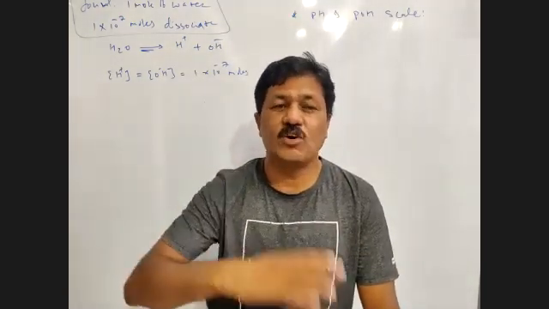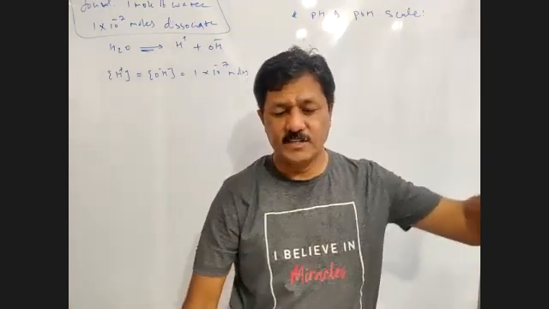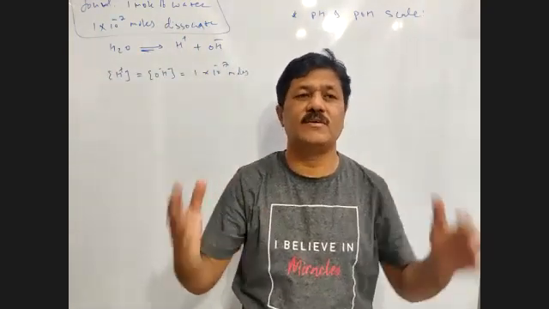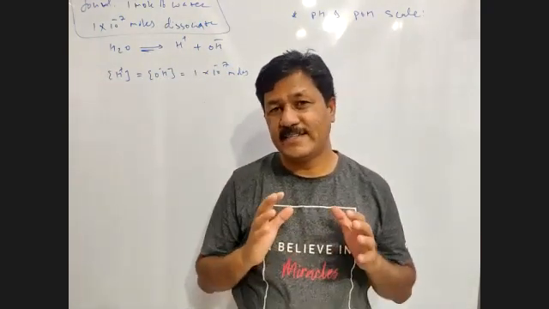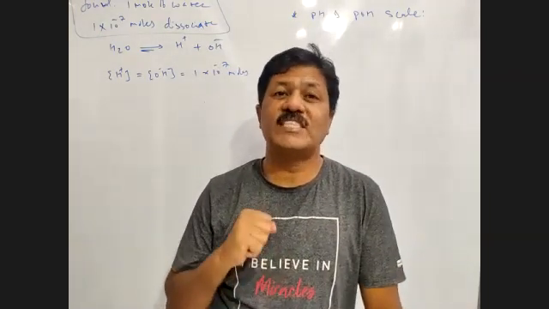Solution will be either acidic or basic. So there can be three categories: solution can be acidic, solution can be basic, and solution can be neutral. So there can be three possibilities. And this acidity of the solution, this basicity of the solution, वो किस तरीके से measure करेंगे?